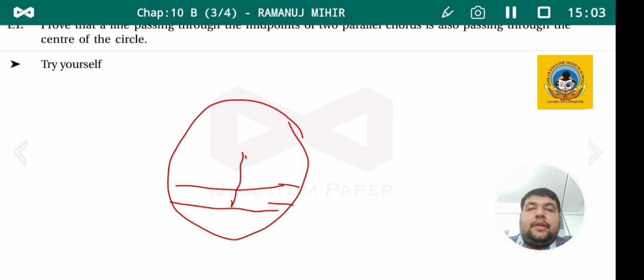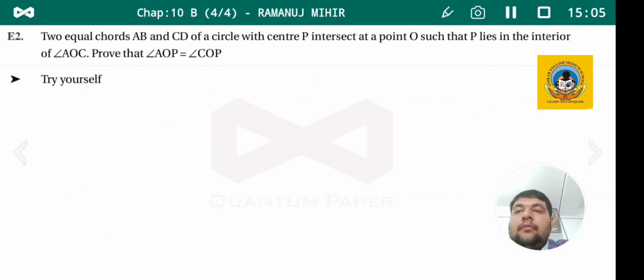Now the next question. E1 and E2 are the extra questions. Now the next question: two equal chords AB and CD of a circle with center P intersect at point O such that P lies in the interior of angle AOC. Prove that angle AOP is equal to angle COP.